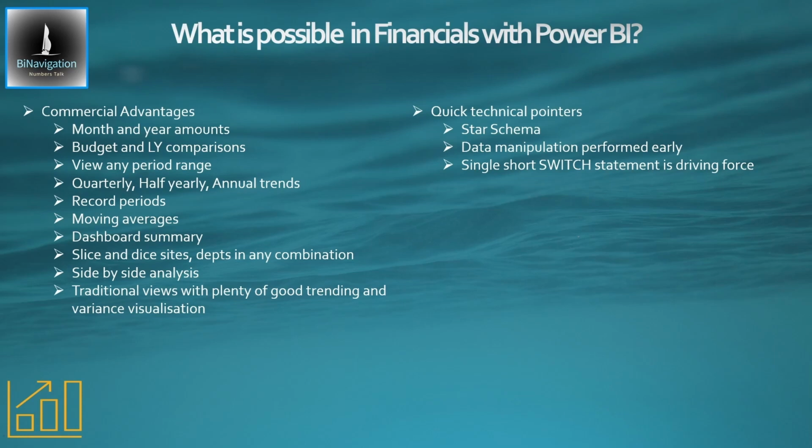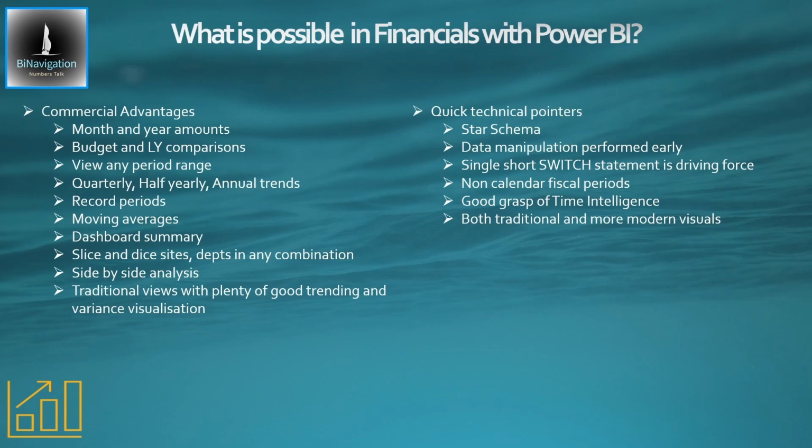The BI model works with a single short switch statement, and that's the driving force for the whole thing. Anybody that's had a go at this might have ended up with some quite long switch statements, which just slow things up a little bit. We can manage non-calendar fiscal periods. So if your year ends July or August or March, BI Navigation's model can deal with that. And a few other little pointers there as to how we've thought through some of the technical processes at BI Navigation to arrive at a template that I'm sure when you see it you'll enjoy and want to become a part of.